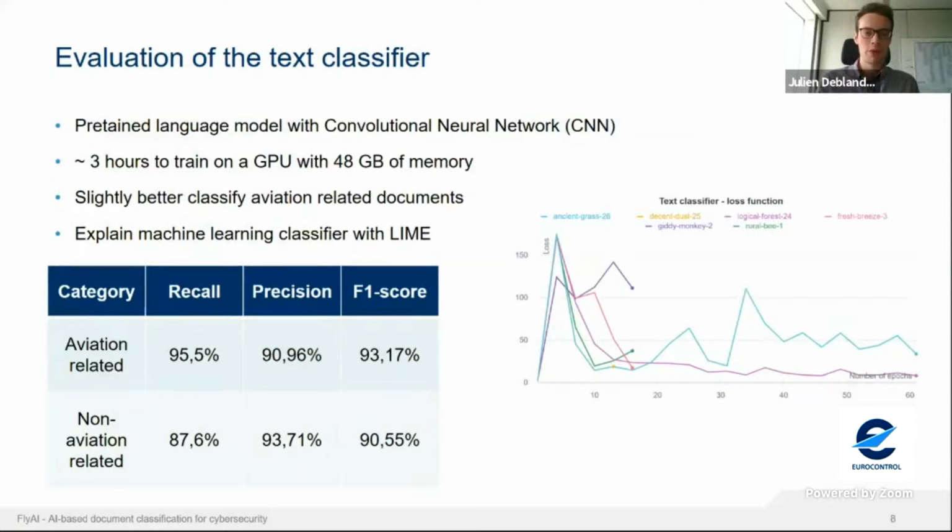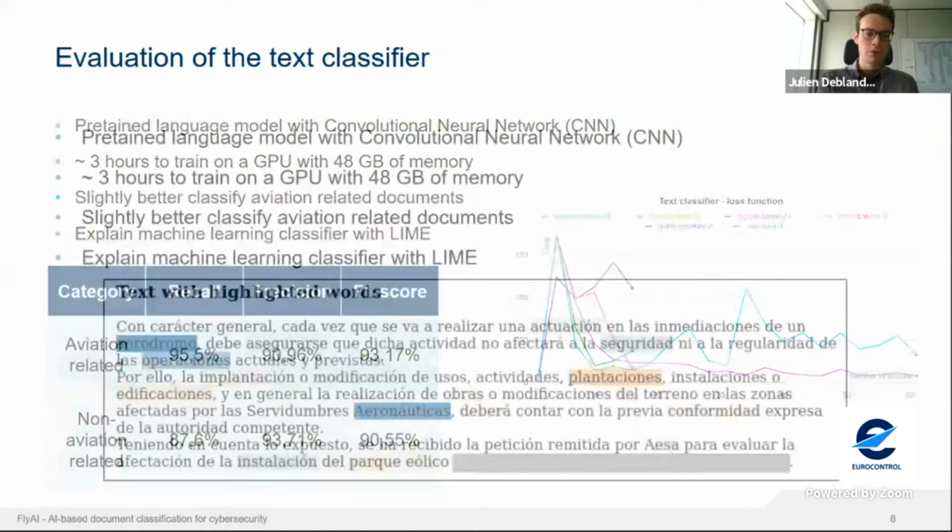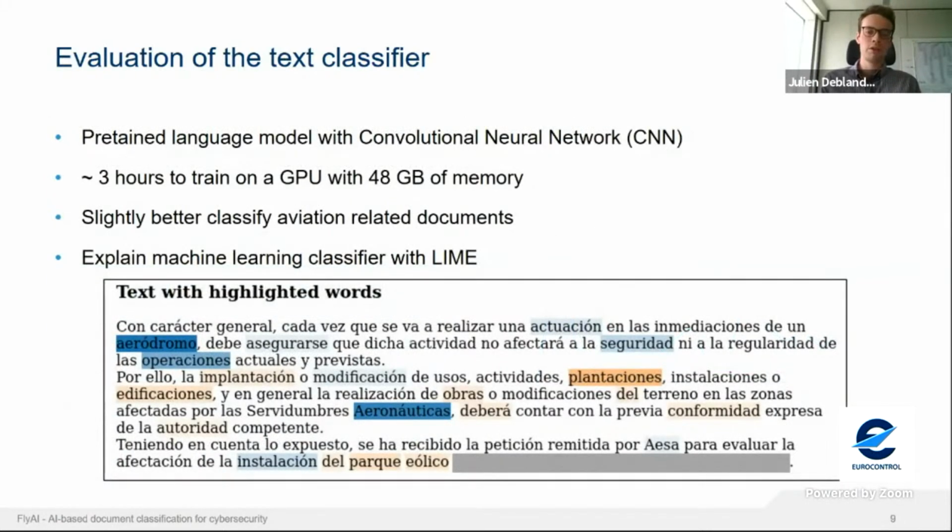We found out that the best iteration of our model took roughly 3 hours to train with our GPU with 48 gigabytes of memory. So we have been working with a pre-trained language model in combination with a convolutional neural network. As you can see from the table on the left side, it's managed to slightly better classify aviation-related documents than non-aviation-related ones. And we also wanted to explain the outputs provided by the machine learning classifier. We did that with the LIME library.